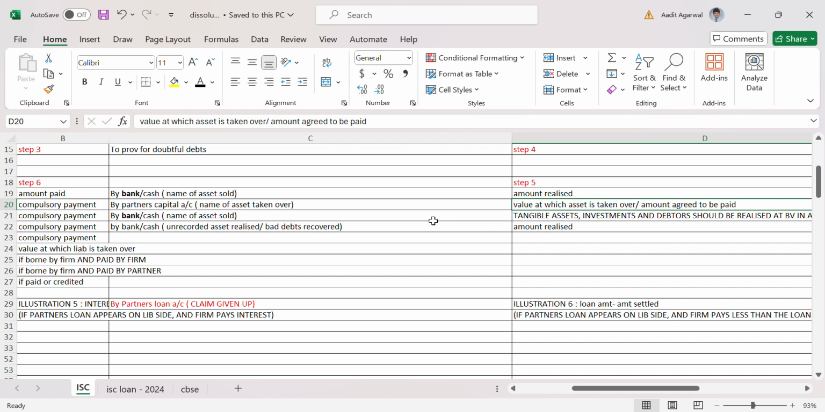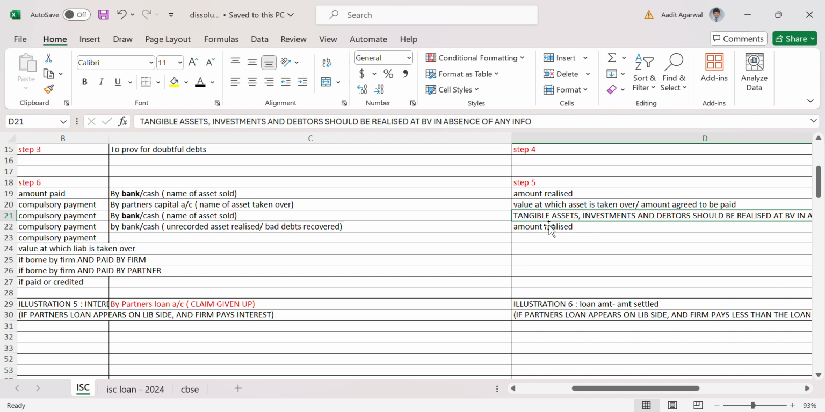Now for some assets, there is nothing mentioned in the adjustments. And if those assets are tangible assets, tangible means something which you can touch and see, like building, premises, furniture, machinery, as well as for investments and the debtors which you have mentioned on the debit side of realization. If nothing has been mentioned for them in the adjustments, you have to realize it at book value. So suppose stock is there of 80,000, nothing is mentioned in the adjustment, you still have to sell it for how much? 80,000. This is only and only for tangible assets, investments and debtors, and not for any other assets.